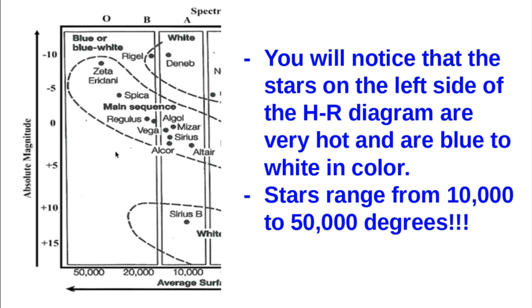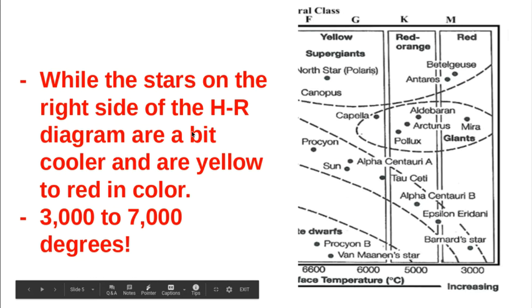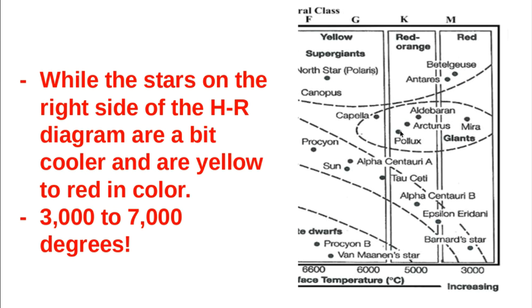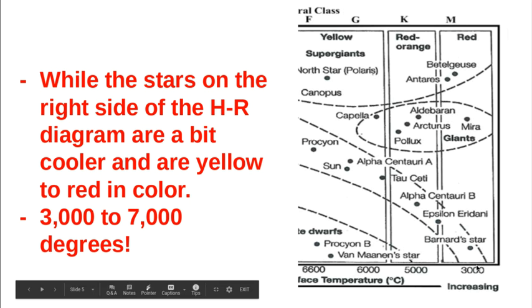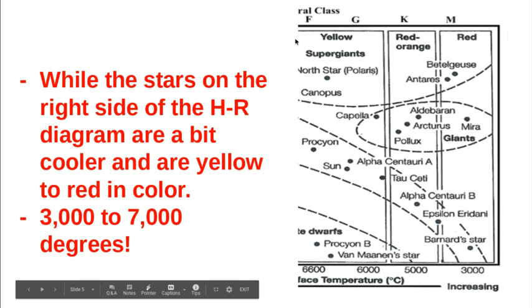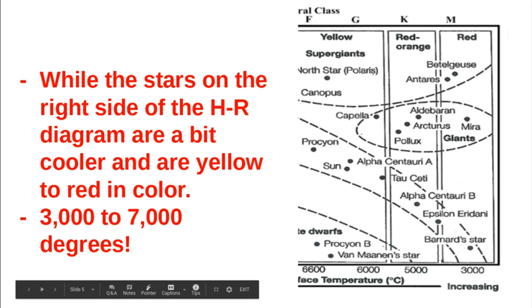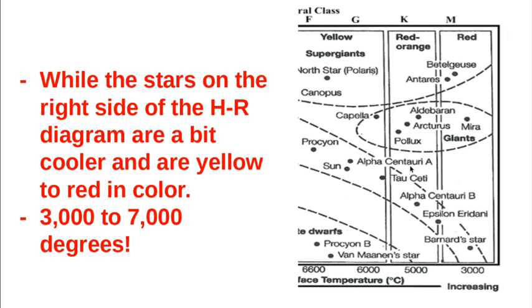On the left side of the diagram, stars are very, very hot. They can go up to 50,000 degrees on the left side. Stars that are on the right side are not as hot. They're still hot. We're talking 3,000 degrees. So the diagram goes hotter as you move to the left of it. So on the left, like we said, the stars are hotter. And then when you move to the right, they are not as hot.